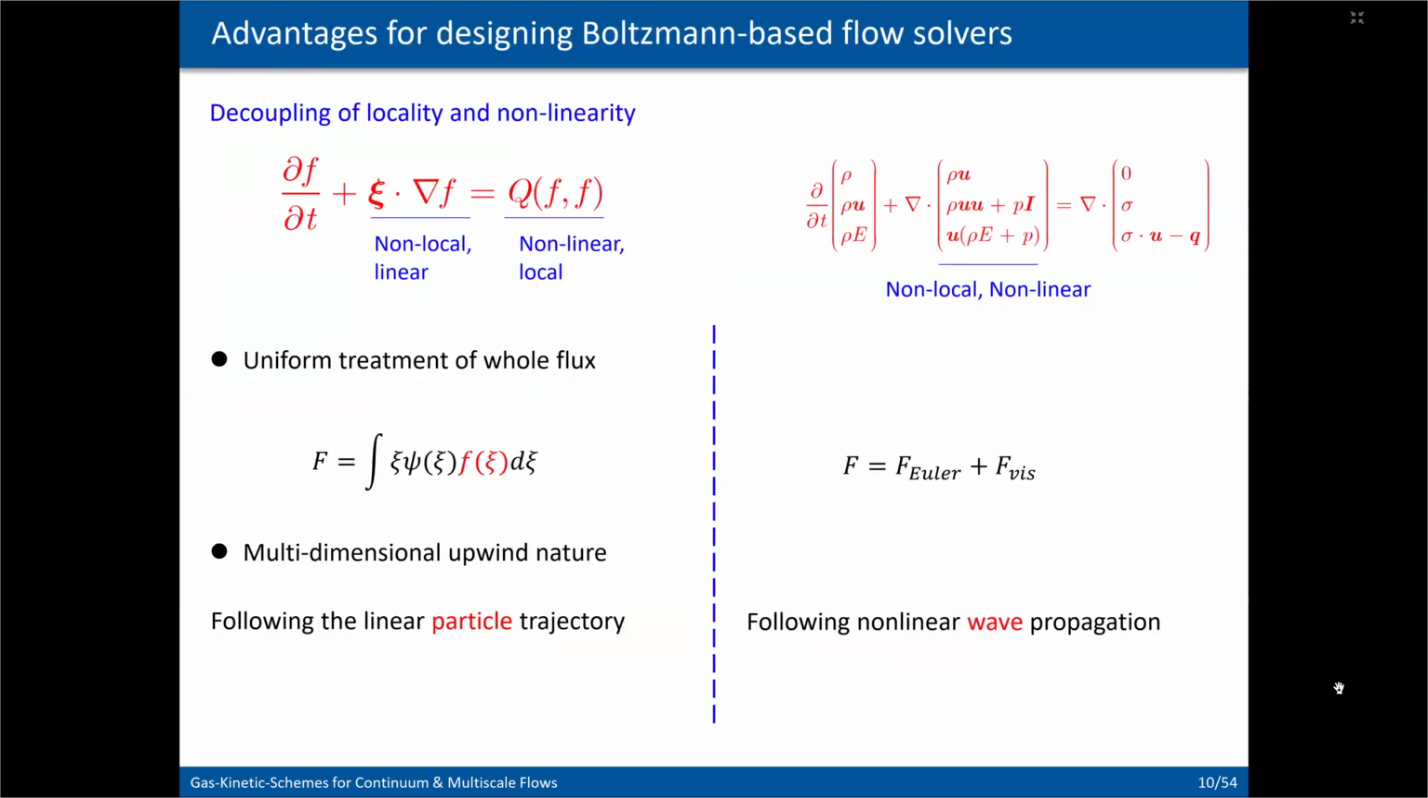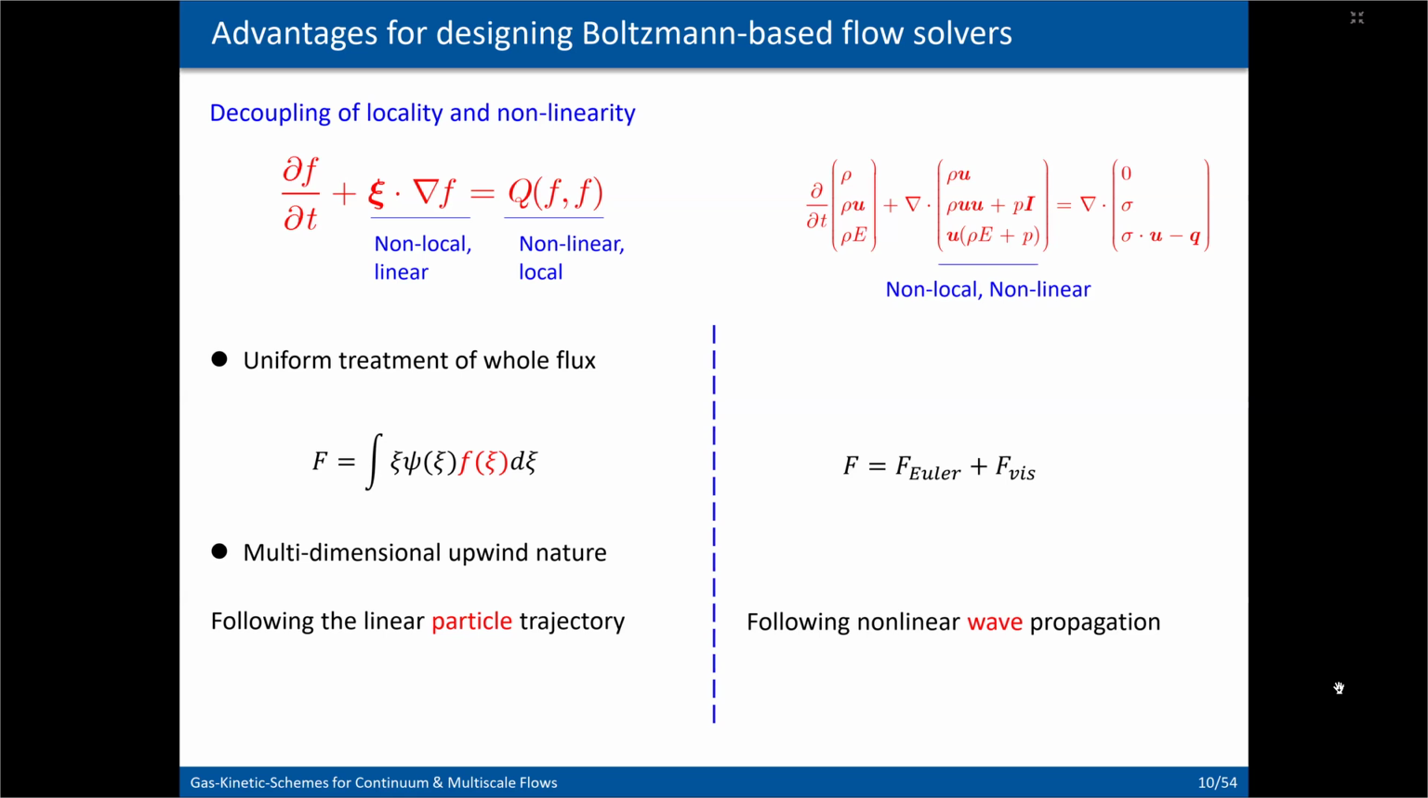The Boltzmann equation also brings some advantages in designing numerical methods, even for continuum flows. The advantage is rooted in the decoupling of locality and nonlinearity. As we can see, for the Boltzmann equation, the convective term is non-local but linear, and the collision term is non-linear but local. For comparison, in the Navier-Stokes equations, the convective term, even in the Euler flux, is non-local and non-linear. This decoupling leads to some advantages. For example, we can treat the flux uniformly, but for classical CFD, we usually treat the Euler flux and the viscous flux with different approaches.